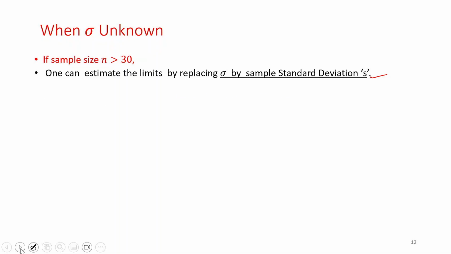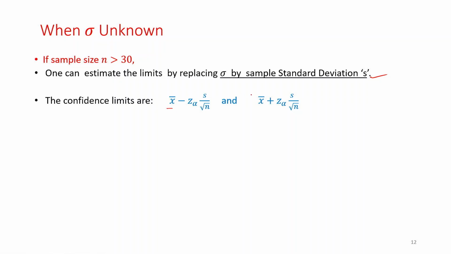In this case, the limits will be the same formula. Sigma has been changed by S. The rest remains the same. It is x bar minus z alpha S by root over n, x bar plus z alpha S by root over n, where S is the sample standard deviation. So sample standard deviation is going to be an estimate of population standard deviation.